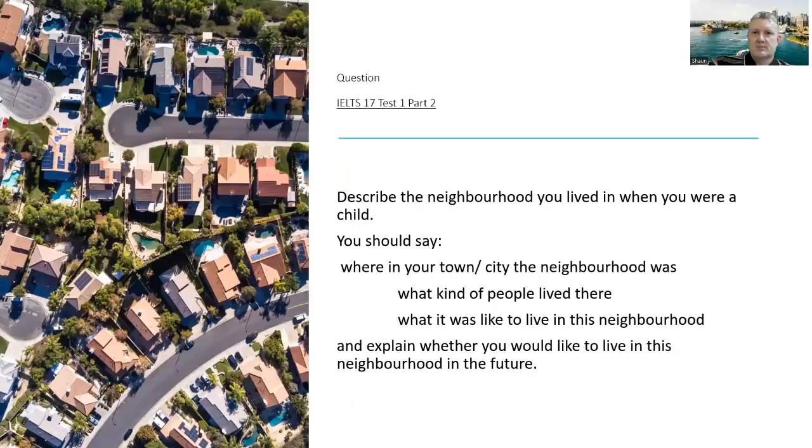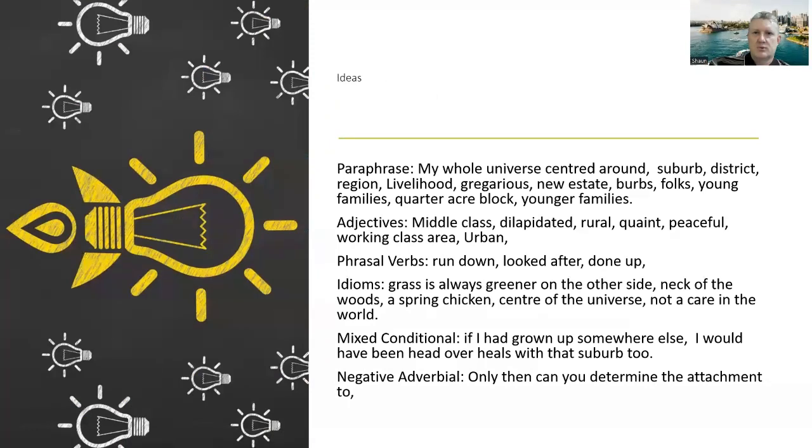Okay, let's go to the next part of the question. You should say, so where in the town? You've done that. What kind of people live there? Okay. So instead of using the word people and kind, you could say, for example, in my particular neighbourhood, there lived a lot of younger families. They were very similar to our family, where the parents worked and the kids went to school near my house.